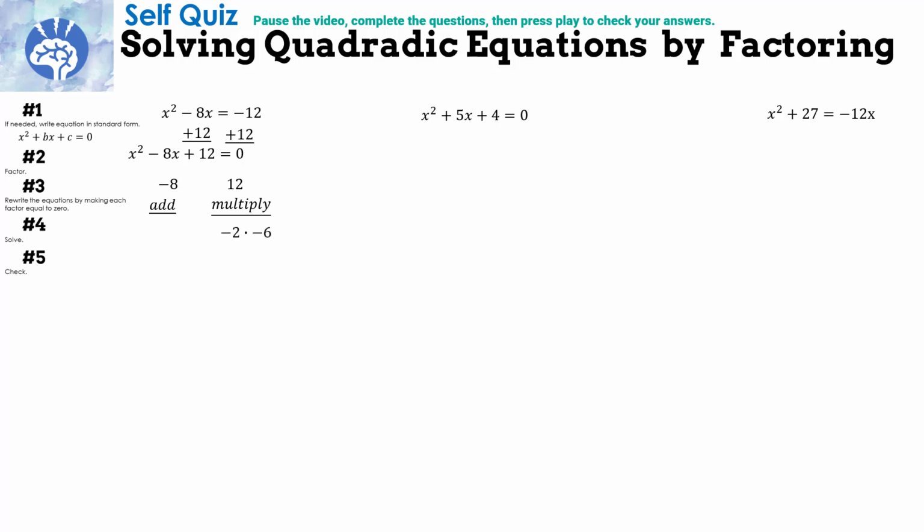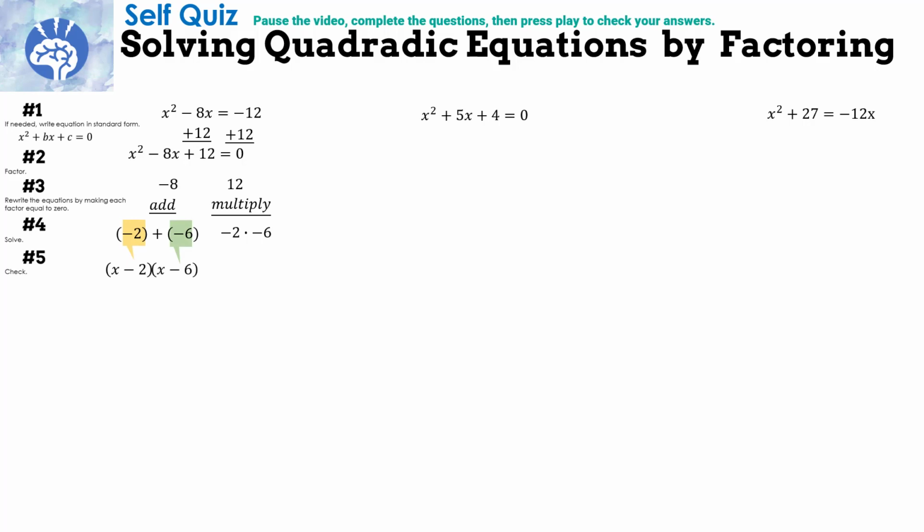Negative 2 times negative 6 is 12. Negative 2 plus negative 6 is negative 8. And there we have our two magic numbers. So all we have to do is write x minus 2 times x minus 6.